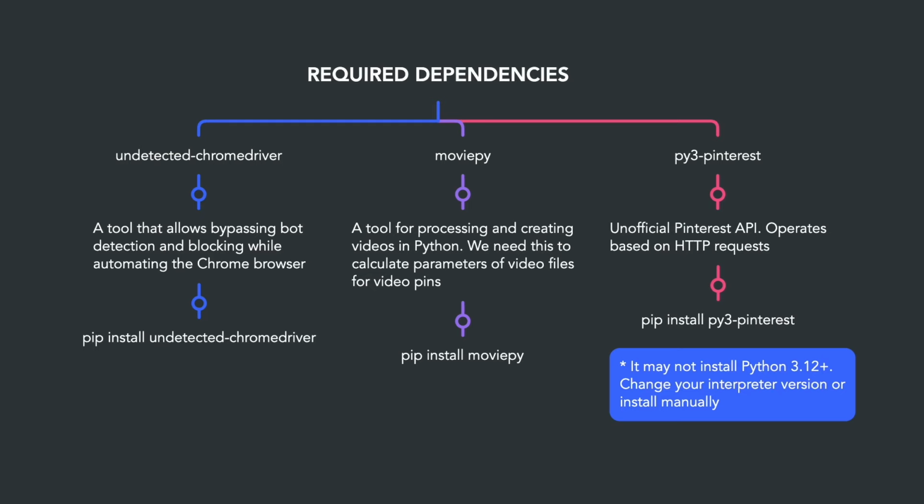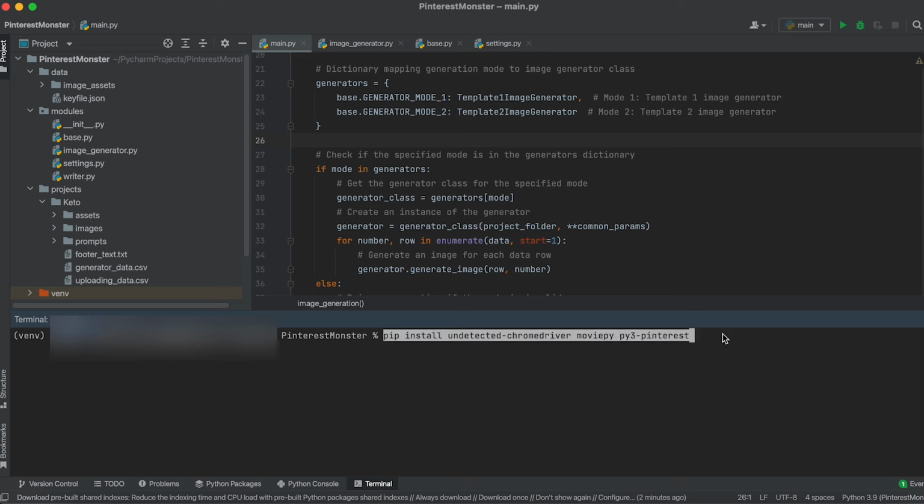Let's kick off our development by installing the necessary dependencies. We'll need undetected chromedriver, MoviePy, and py3-pinterest to get started. Open up your terminal and install these libraries using the following command.